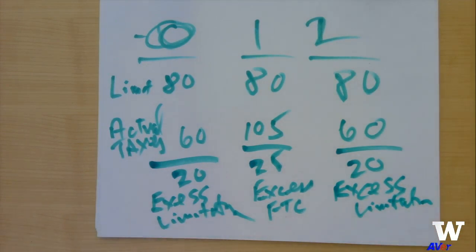Again, we can carry back 1 year and forward 10 years, and I'll go through the numbers in a moment. Now, in year one, we have excess foreign tax credit because 105 is more than 80. 105 is the actual taxes paid, and 80 is how much the limitation formula allows us. So what do we do with that 25? We can carry it back 1 year. If we carry it back to year zero, then we have excess limitation of 20. We can actually file an amended return asking for a refund of 20 on the prior year.